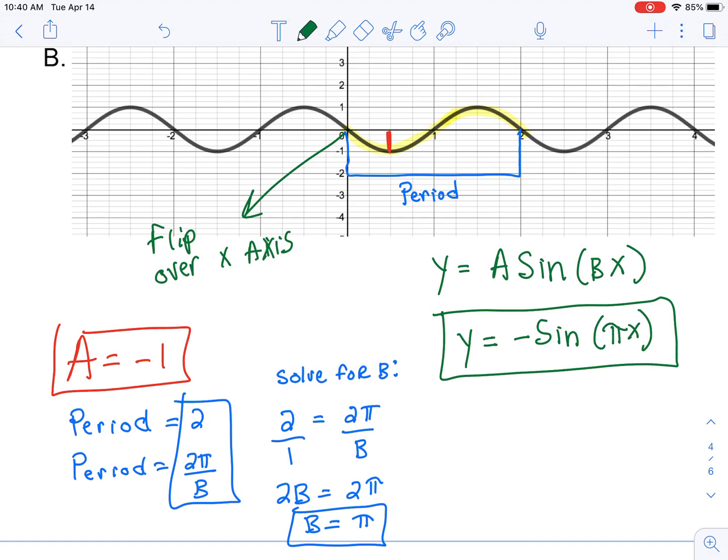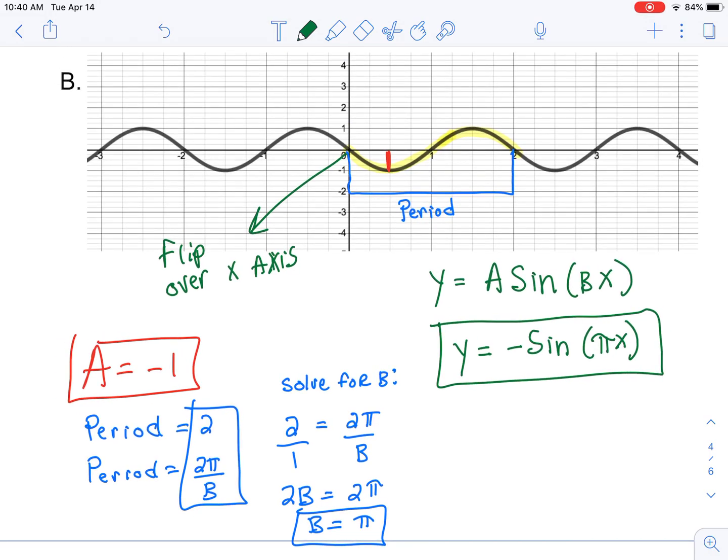So it's important to check. You need to find your A and your B, and decide what kind of curve. Is it a sine curve or a cosine curve? Sine curve's the easiest. It starts at 0. And double check, do you go up first or down first? If you go down first, you know you're flipping over the x-axis, and so your A has to be negative.